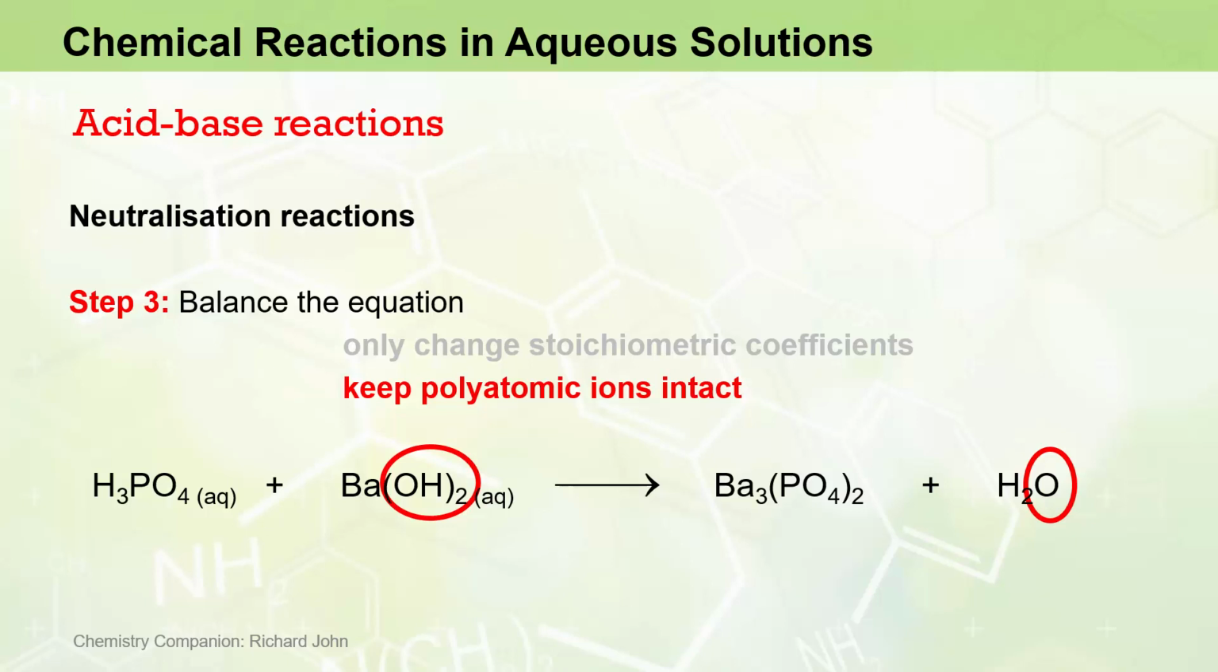Now, we have had a lot of practice in balancing equations like this. And if we put a 2 in front of the phosphoric acid and a 3 in front of the barium hydroxide and a 6 in front of the water, we'll see that we've now got a balanced chemical equation, same number of atoms on both sides of the equation.